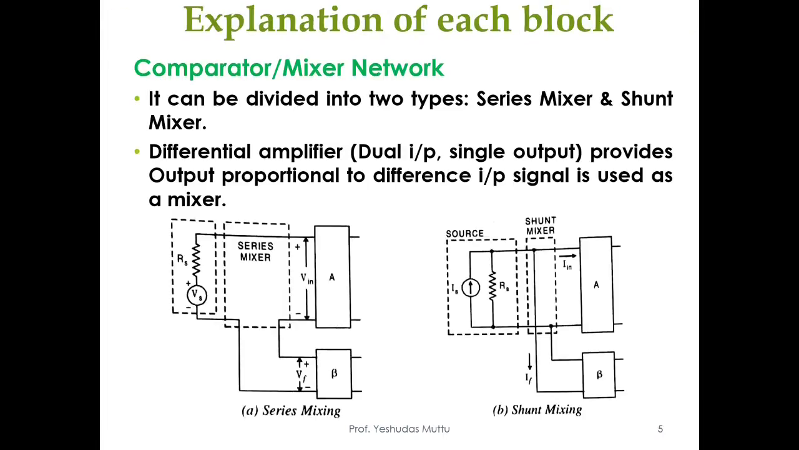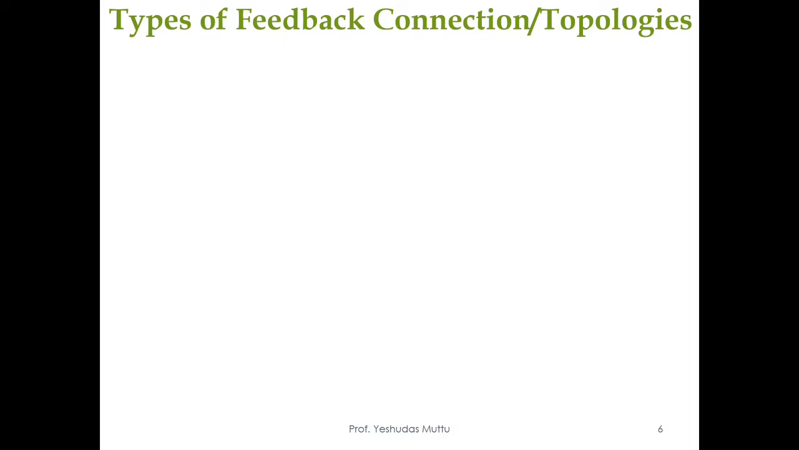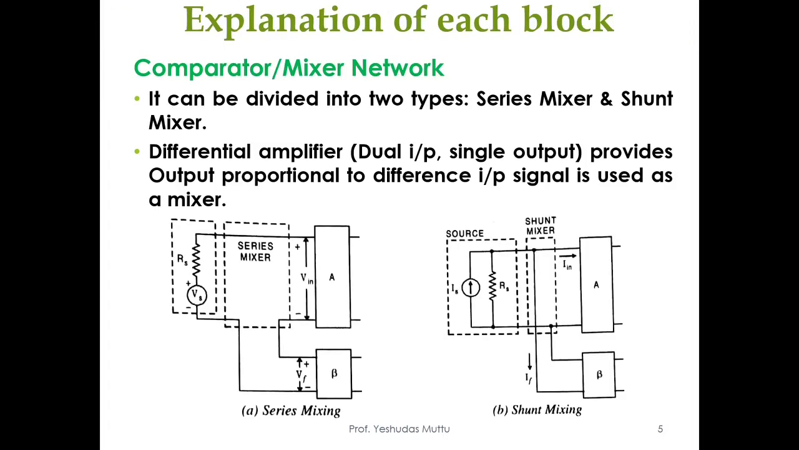Now these two things were very important for us, especially the sampling network and the comparator part of it, because depending upon these two things there are types of feedback connections or topologies. So we'll study one by one. There are 4 in total.